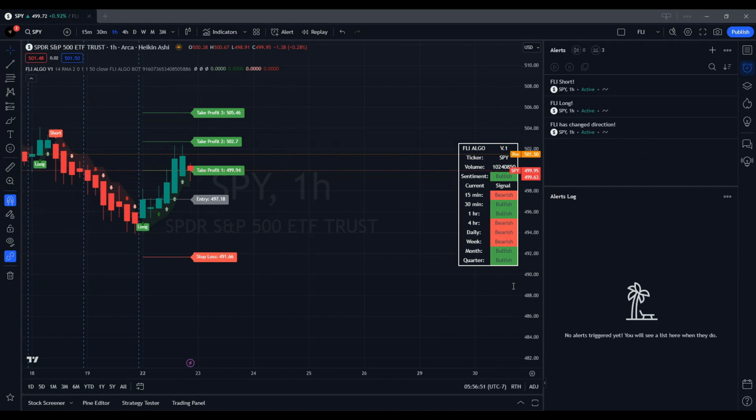Now that you understand how FLI Algo works, go ahead and set an alert for your next trade. Sit back, relax, and let the magic of FLI Algo help you achieve your trading goals. Let's get it, y'all.